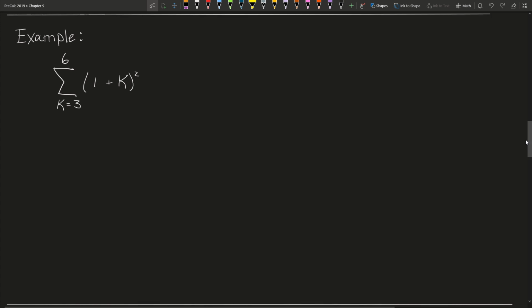Just another example. So what this is saying is we want to take the sum of 1 plus k squared from k is equal to 3 until k is equal to 6.